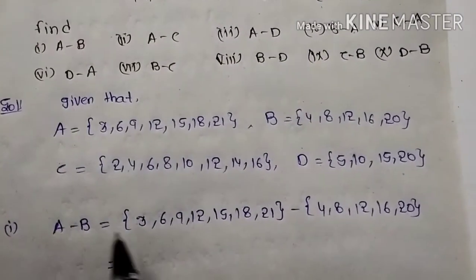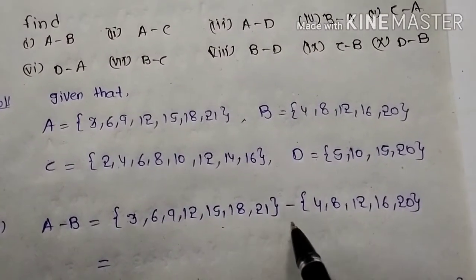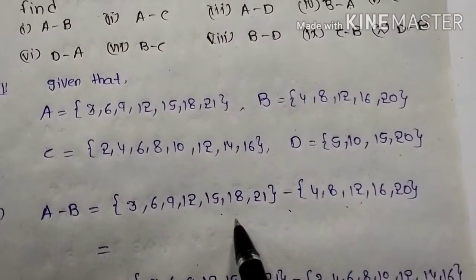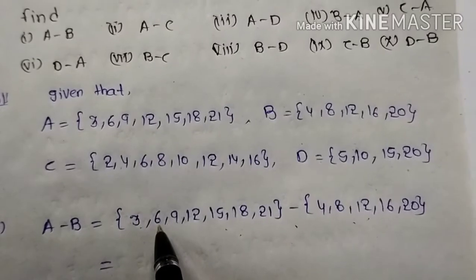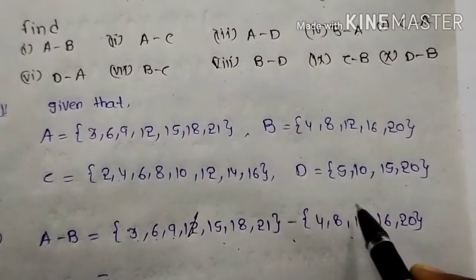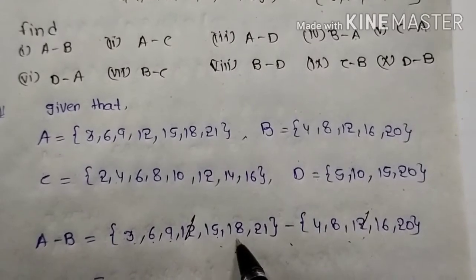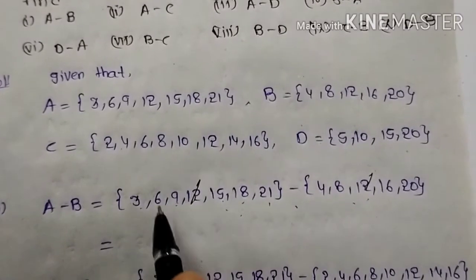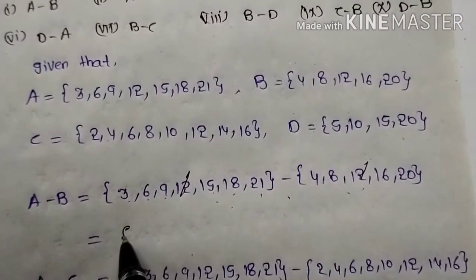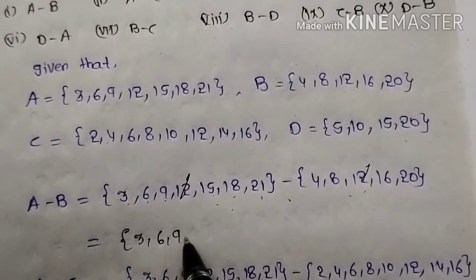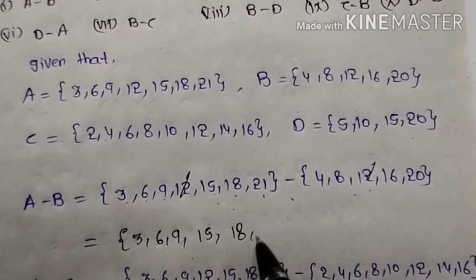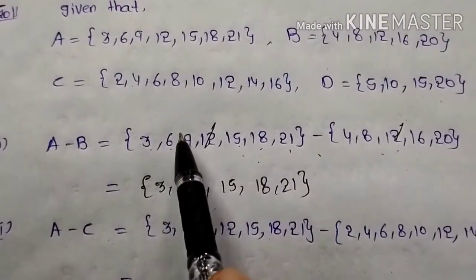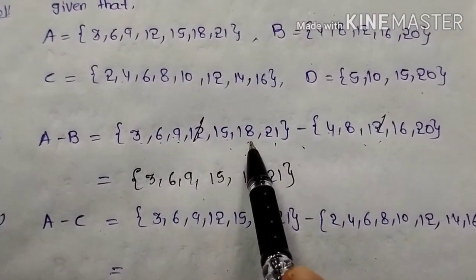Next, what will be the first one? A minus B. A minus B means first you write set A and also minus set B. Now you can see is there any common elements in both the sets. 3 is common, no. 6, no. 9, no. 12, is 12 common? Yes. 15, no. 18, no. 21, no. That means you can write the remaining elements which are available in set A: 3, 6, 9, 15, 18, 21. Just remember, it is very easy. First of all, see if there are any common elements in both the sets.